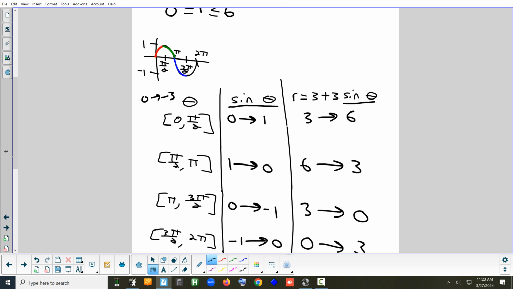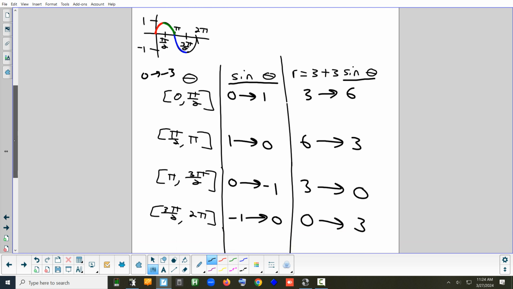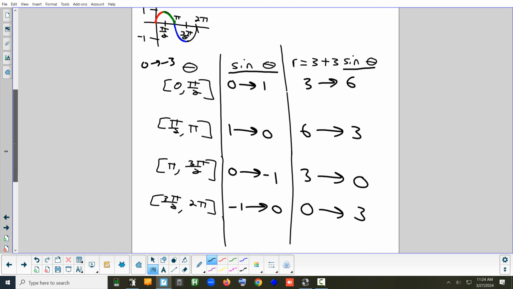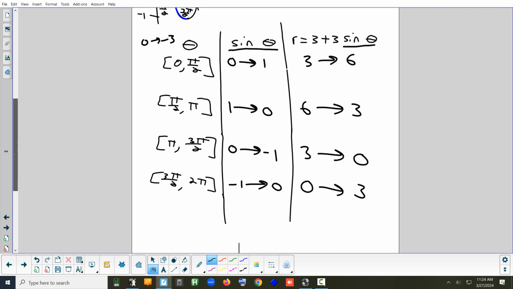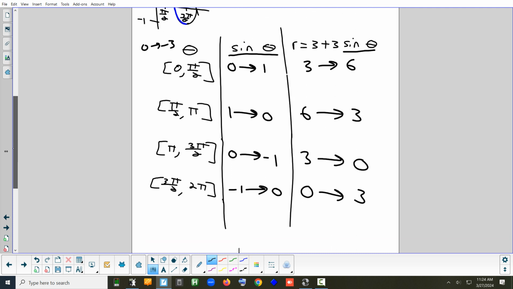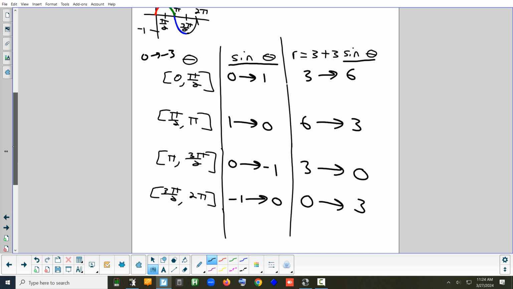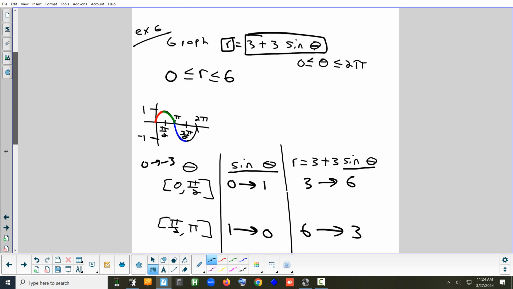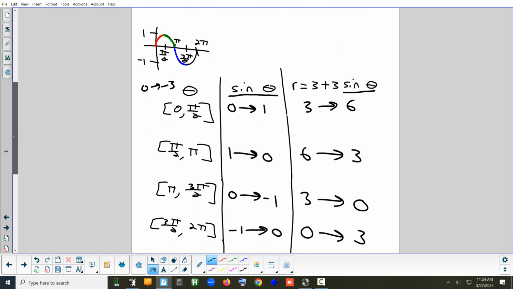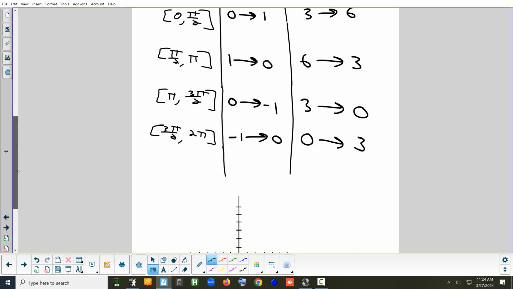Well, if you put in 2 pi, the sine of 2 pi is 0. 0 times 3 is 0, and 0 plus 3 is 3. So that's why when you plug 2 pi in, you get 3. And for 0, that's the same thing as 2 pi. But then how are we supposed to be getting from 0 to 6? Because, like, let's draw it. Okay, the radius never goes from 0 to 6. It goes from 3 to 6, 6 to 3, and then it goes 3 to 0. Oh, the radius. Well, you'll see when we sketch.